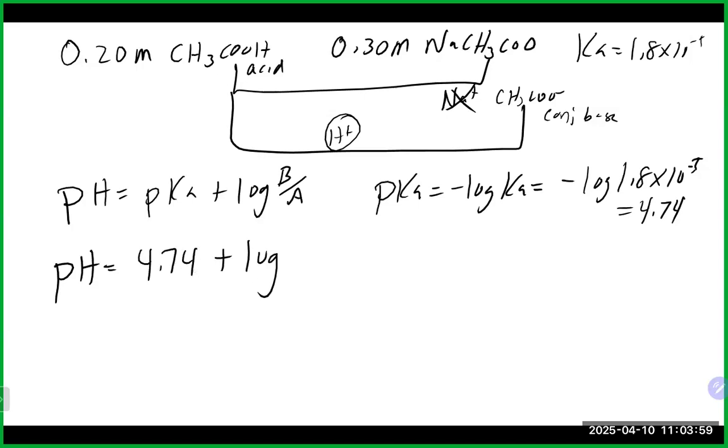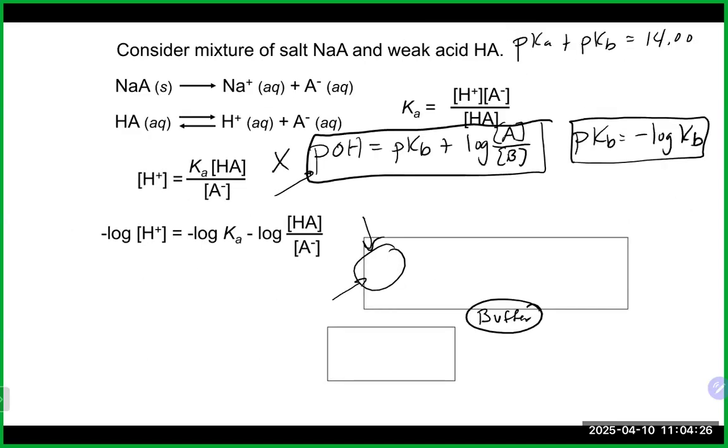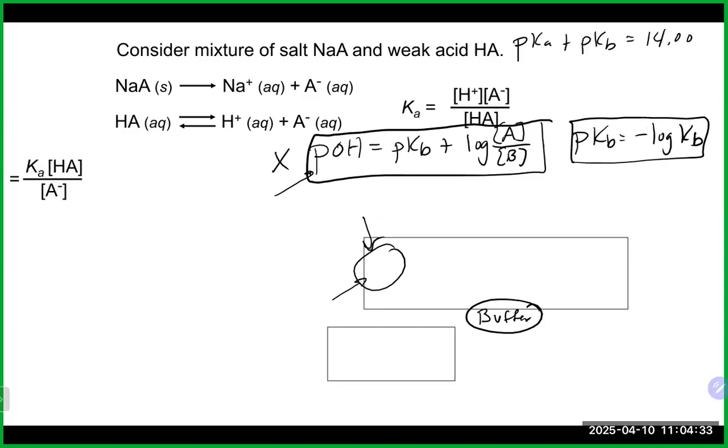Now, which one's my base? It is this one, right? The acid should usually have one more hydrogen, so we could donate it. And a lot of times the base will have some type of spectator ion in there, like a sodium or something like that. So we want to go 0.3 up on top over our acid, which is 0.2. That's a 4.92. And I believe that should be what we got on that previous example. 4.92, no ice table needed. Yeah, so that's not too bad.